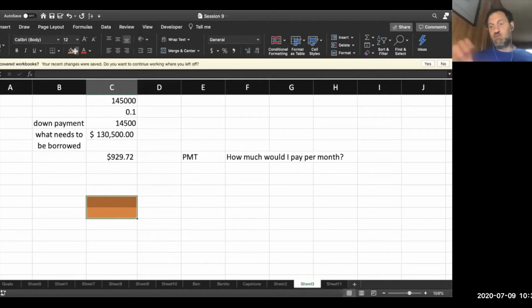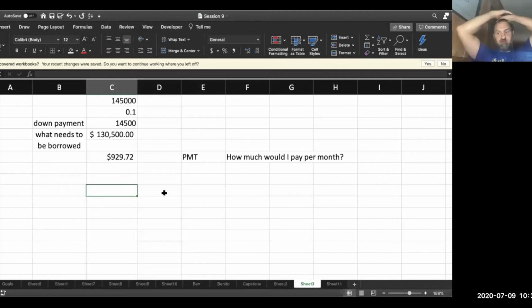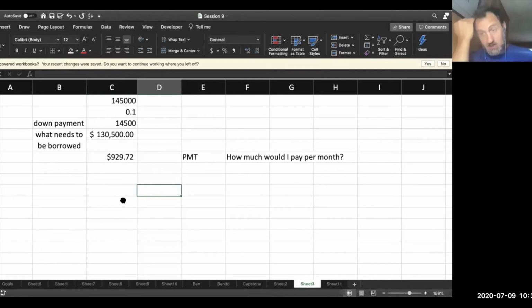However these payment numbers come out, I don't know what your frame of reference is, but you could think of a mortgage payment like a rent payment. It should be in the same ballpark, higher or lower, depending on how much the loan is and what the interest rate is. But that's like a monthly rent payment.